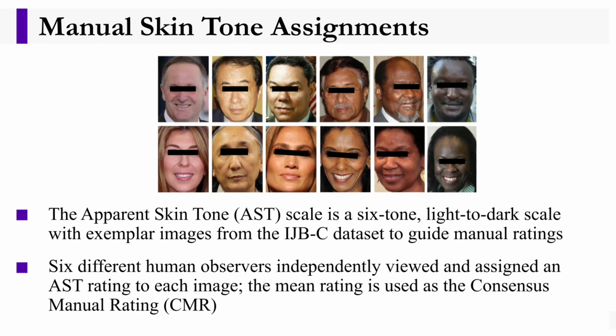Since the Fitzpatrick scale is traditionally used by trained practitioners and assigned in person, we developed the apparent skin tone scale, which is similarly a 6-tone light to dark scale, which uses exemplar images shown in the image from the IJBC dataset to guide manual raters in their assignment of skin tones. In our procedure, 6 human observers independently viewed and rated the 1,871 images from the Morph dataset. Ultimately, the mean of the rating set was used as a consensus manual rating for each image.